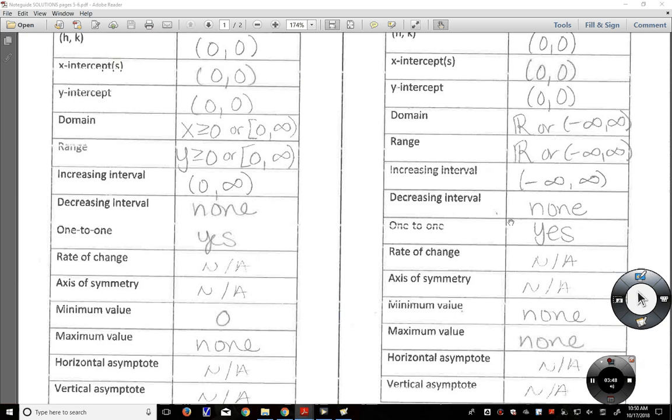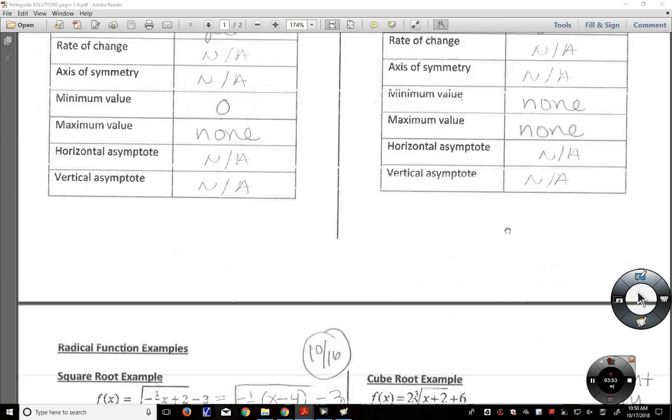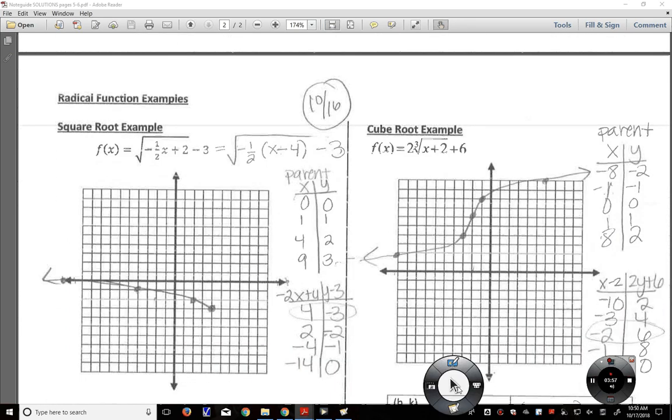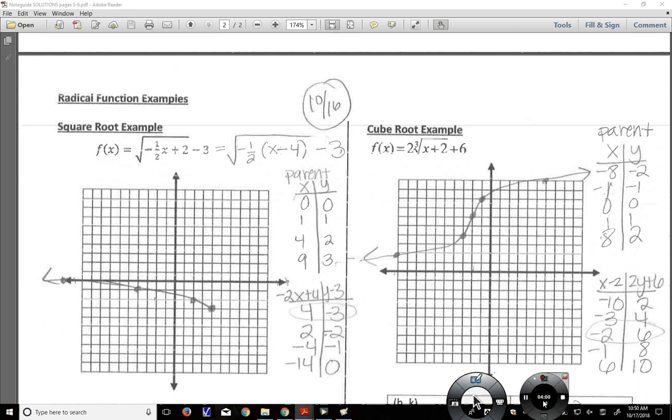Okay, so let's look at the transformed graphs and how we got them. We'll look at the square root function first, okay? And notice that I took it and I rewrote it. If I'm going to graph it by transformations, I need to rewrite it in this format instead of seeing it like this. These are the same thing. If I distribute back that -1/2, I'm going to get exactly what's there.